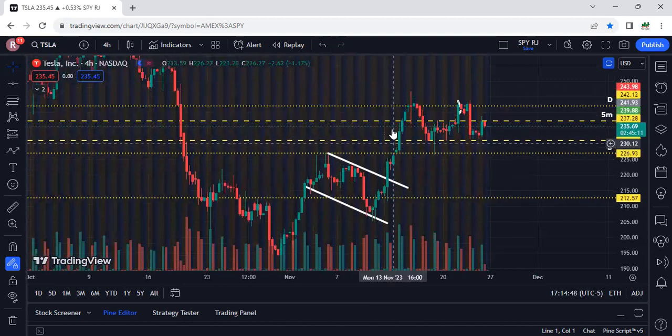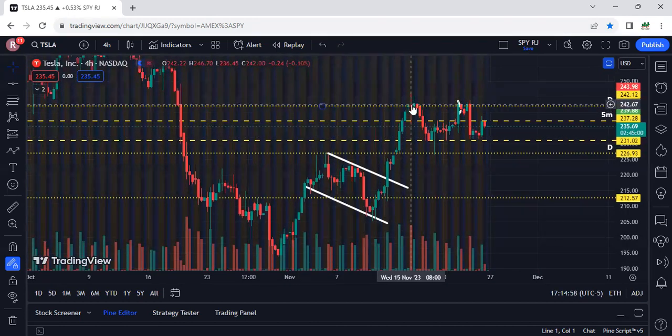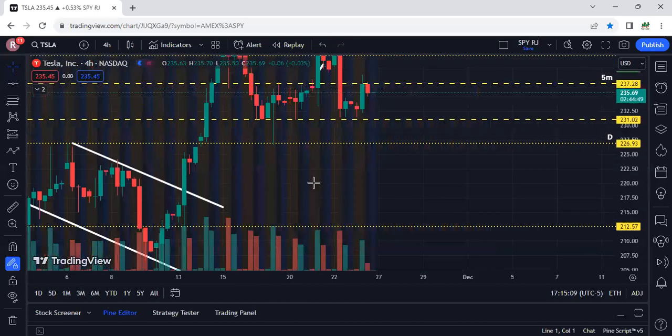Cool. But where did I tell y'all it was gonna break out from? 226 right here. This was the key level on the daily. Don't chase the up move. Now this is for swingers, swing traders. Don't chase the up move. Let it retest. Let's look, see what happens.